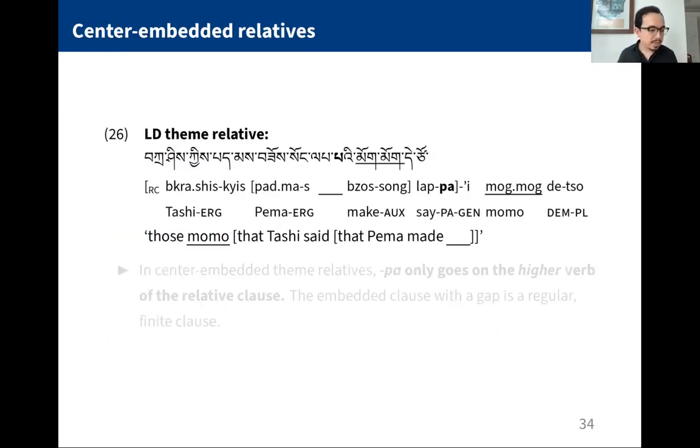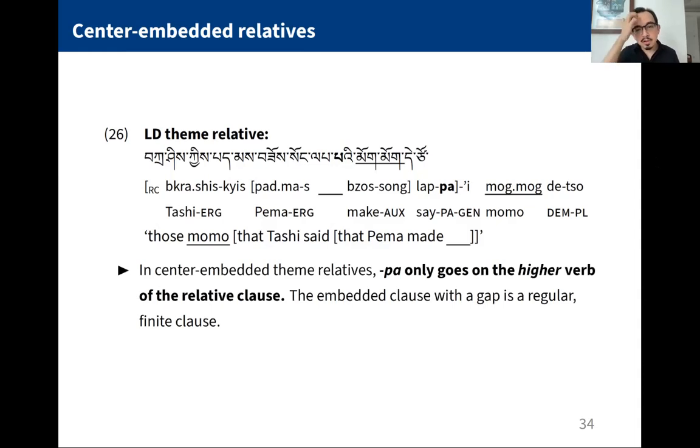Now, in the interest of completeness, I also want to share with you the facts from center embedded relatives, where the facts are interestingly different. So this is another way of saying those momo that Tashi said that Pema made, Tashiki Peme Su Song Lape Momotetsu. What's interesting here is that we get the pa marker once. We get the pa marker on the higher verb say, but we get the finite auxiliary, the full finite form, on the embedded verb make.